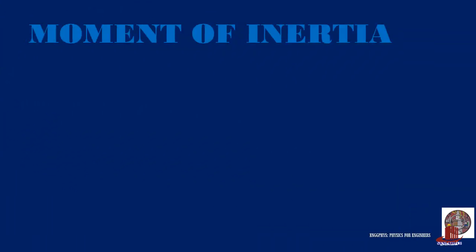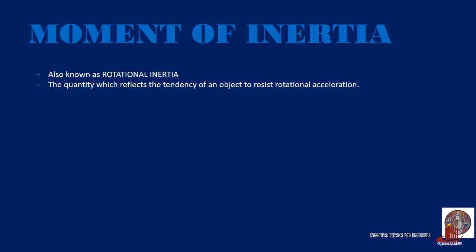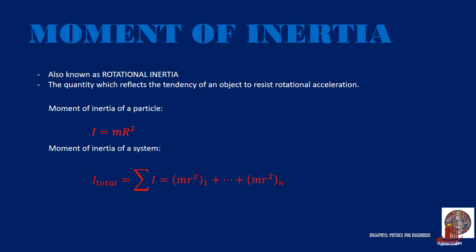Moment of inertia is a very important parameter in our design subjects. Also called rotational inertia, it shows the material's resistance to rotation. For a particle, the formula is I equals mr squared, but considering a system, moment of inertia will be computed as the summation of the moment of inertia of each individual part.